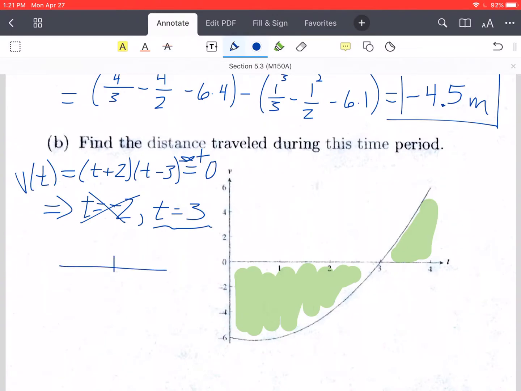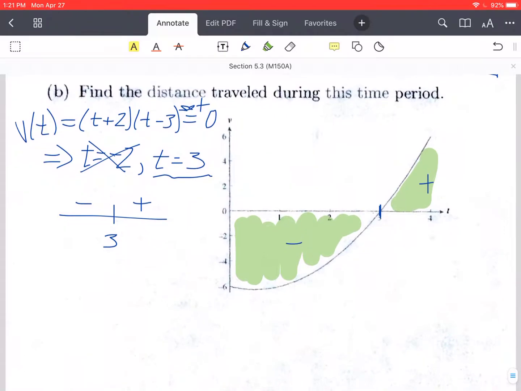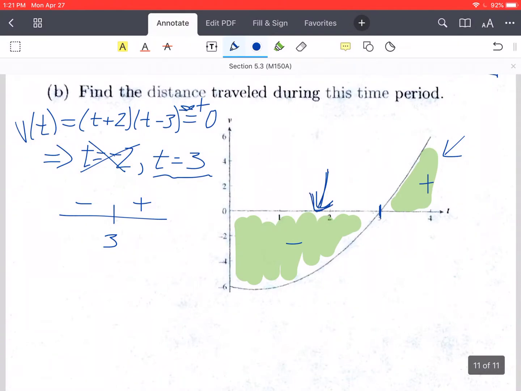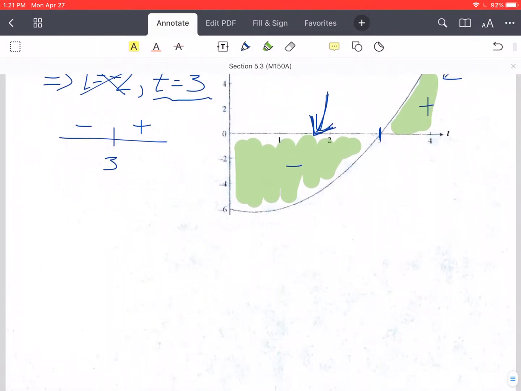So if we just run this real quick, check a value to the left and to the right. So pick like 2 and 4, for example. You're going to find we get negative velocity, then positive velocity. And again, you can see that over here on the graph, right? You have negative and positive, which means we need to compute the area in the positive up here, and then compute the area in the negative down here, and then once we get this negative area, we need to make it positive. Okay? And that's how we're going to compute that distance traveled, is take the negative area and make it positive.